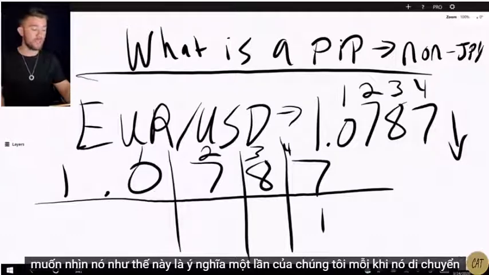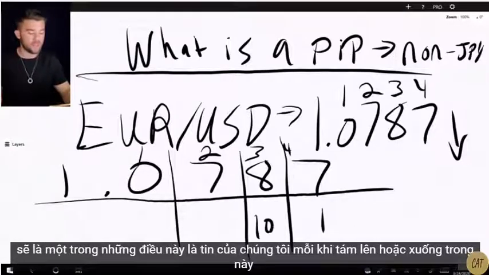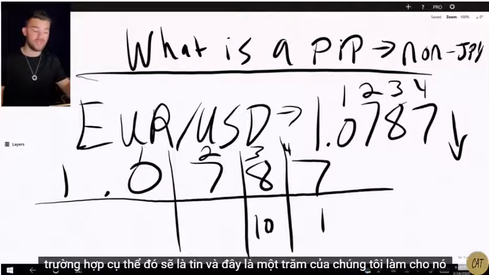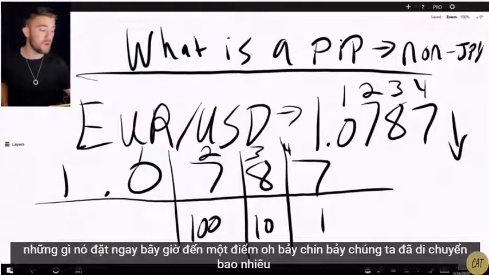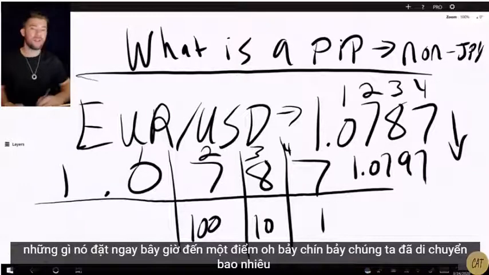This is our 1s, meaning every time this moves, it's going to be 1. This is our 10s. Every time an 8 goes up or down, in this specific case, that's going to be 10s. And this is our 100s. That makes it so easy to say, okay, if the euro dollar went from 1.0787, what it's at right now, to 1.0797, how much did we move?